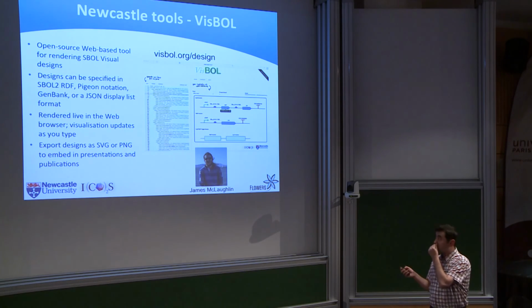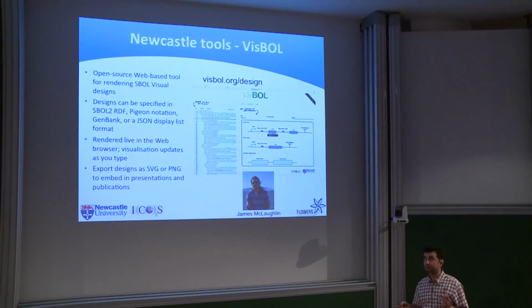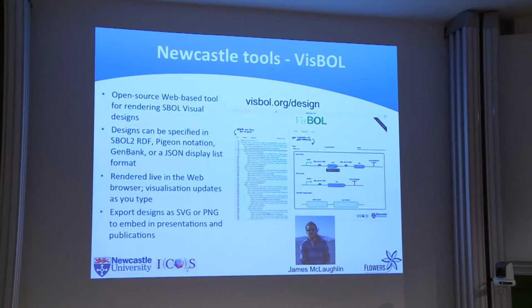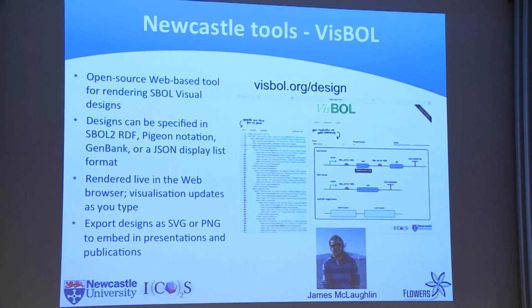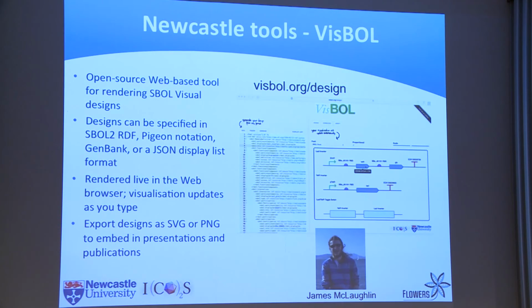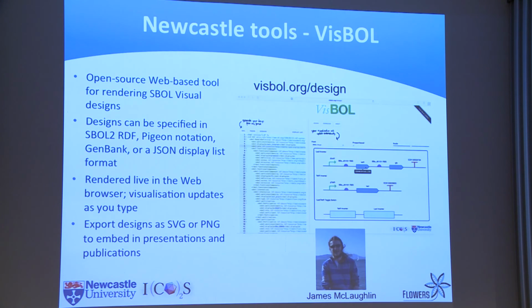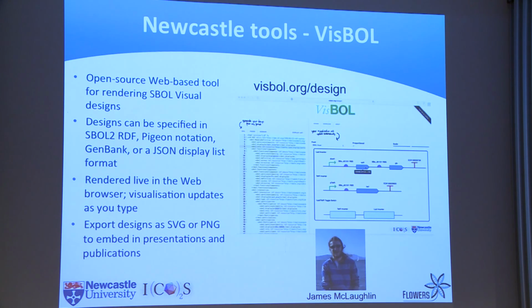And this is about visualization. SBOL has two parts, and I didn't mention the second one. One is the RDF-based data exchange format, and the second is how to visualize our designs. There's a standard representation using SBOL glyphs. VisBOL is a tool that takes an SBOL document and visualizes it. The input formats are SBOL 1, SBOL 2, GenBank, and a custom JSON-based display list. The outputs are an SVG-based document that you can download, or PNG files.